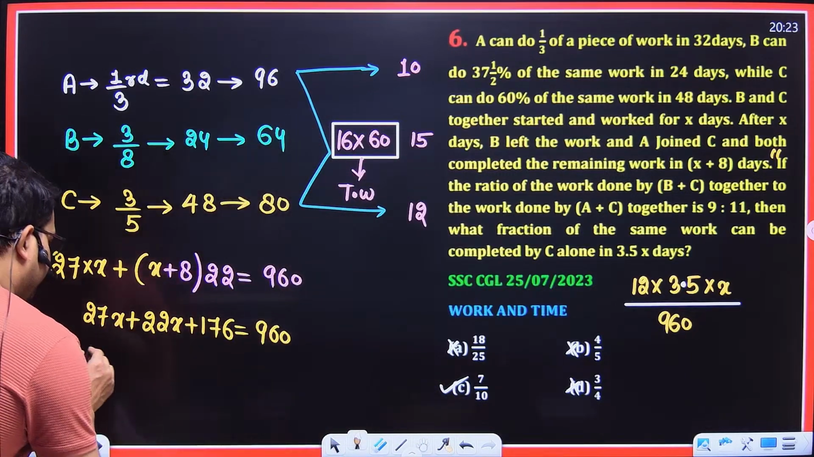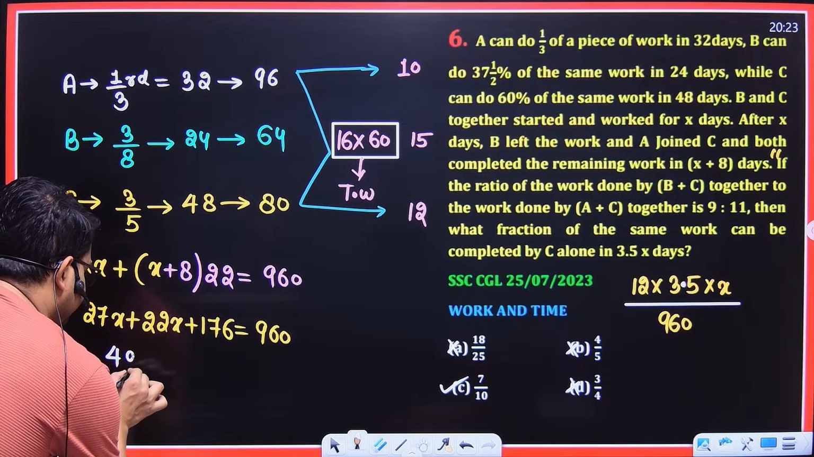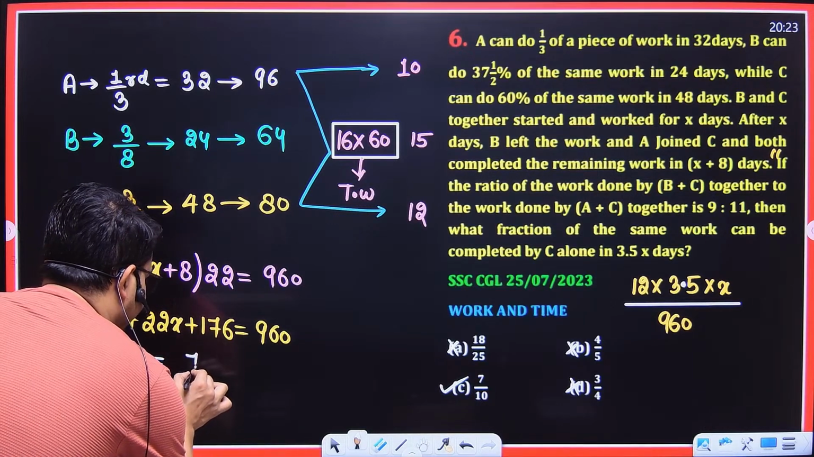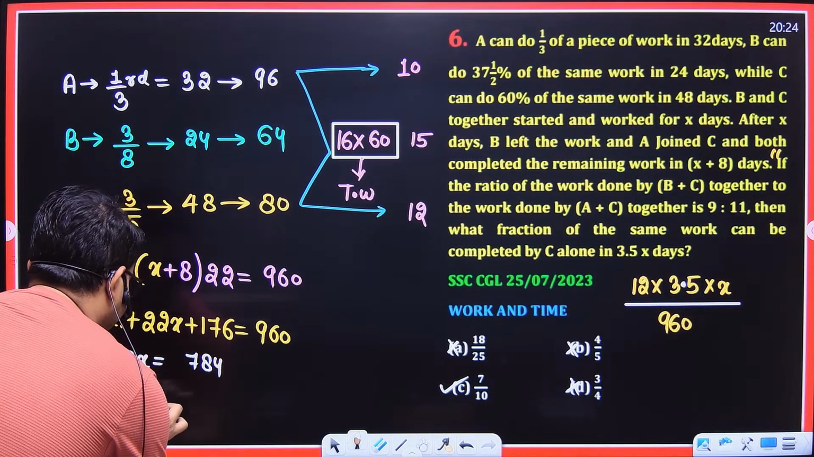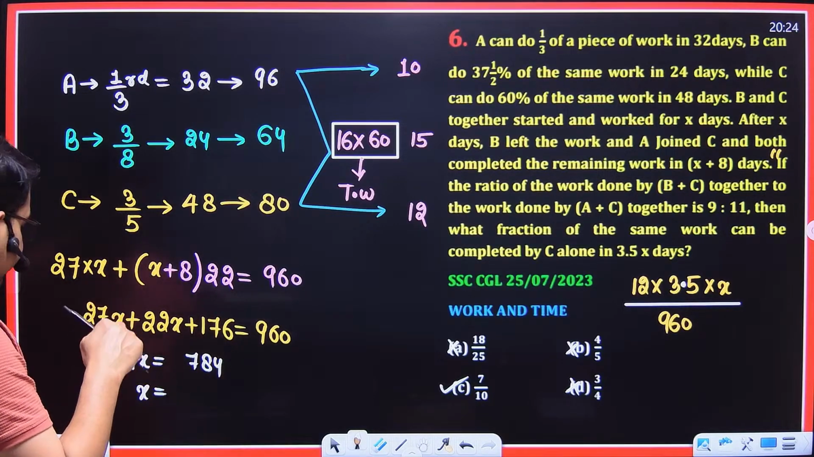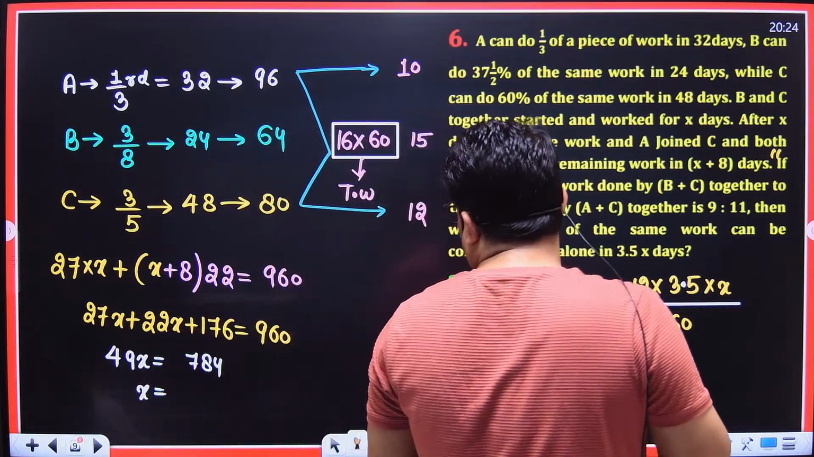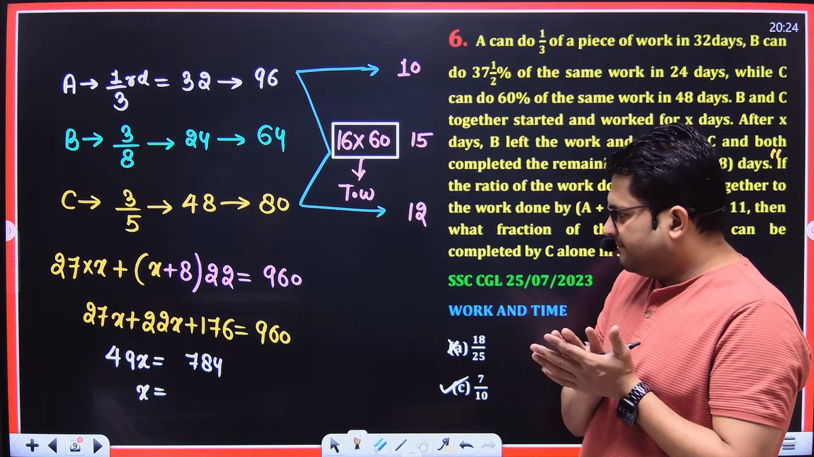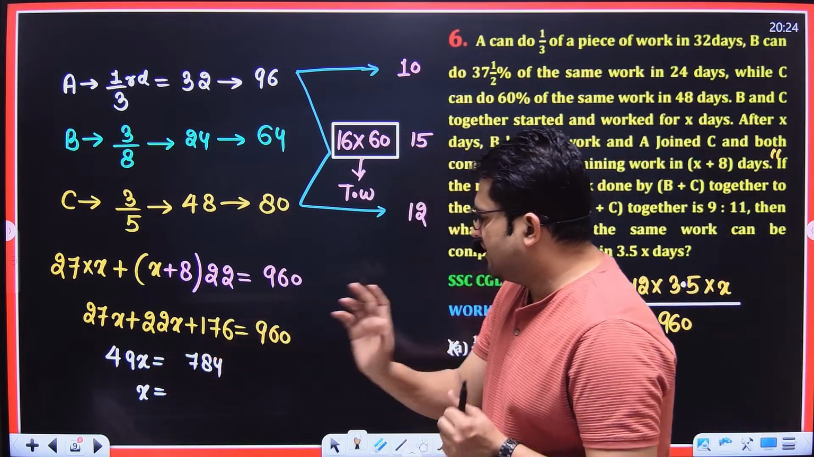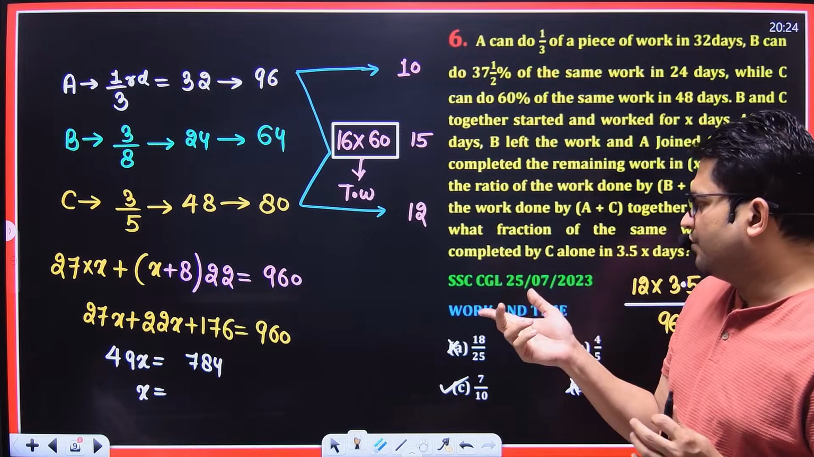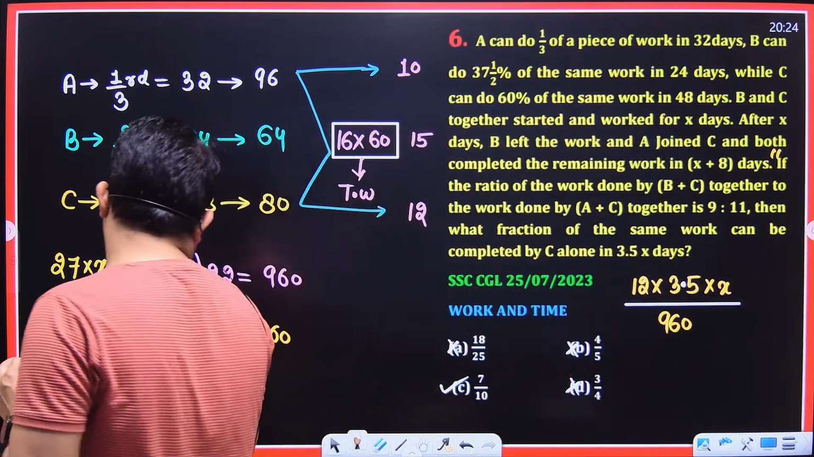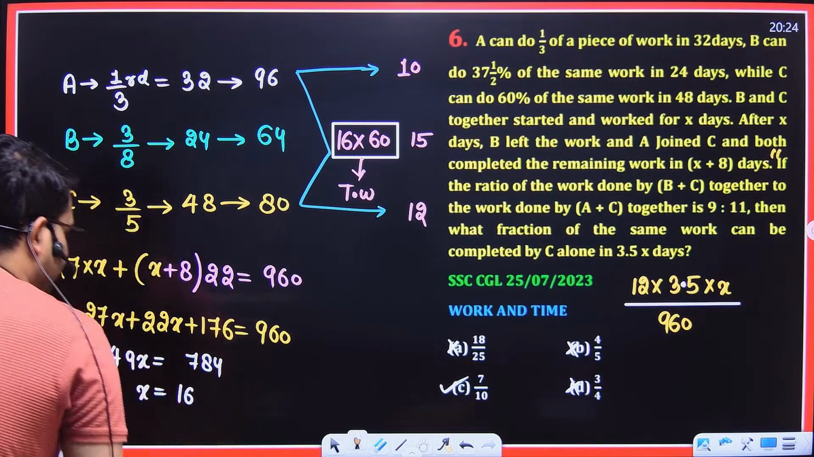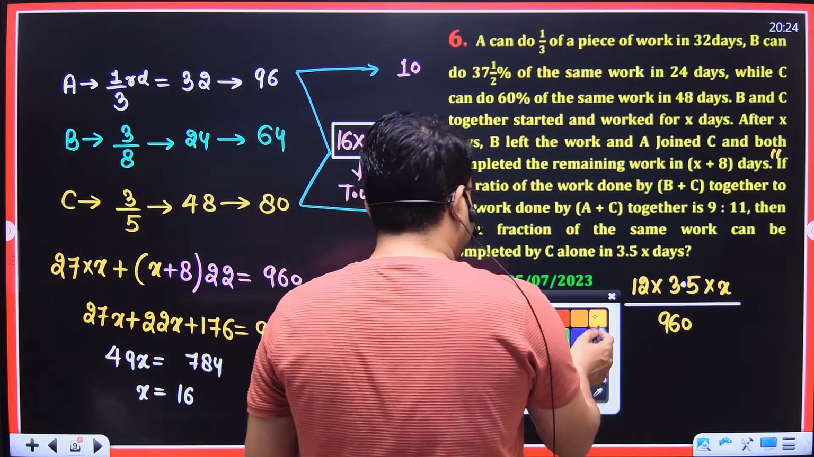If you want to calculate it, 49 times x is equal to 960 minus 176, which is 784. See, 49 into 10 is 490, and 49 into 20 is 980. It means x is between 10 and 20. In the table of 9, 4 occurs at 6: 9 times 6 is 54. So it will be divided 16 times. The value of x is 16. If you put it here, you will get your answer.